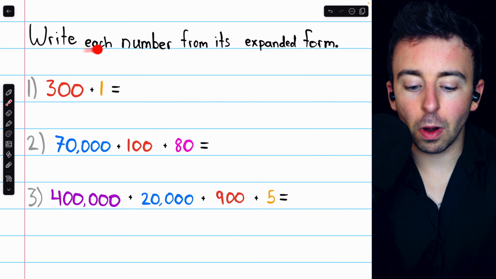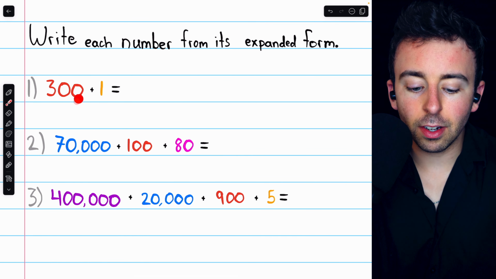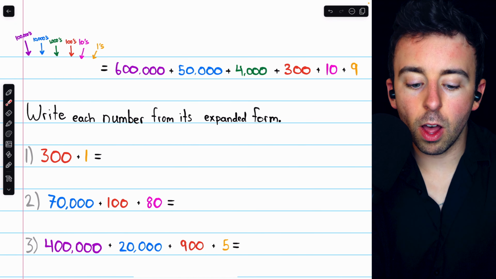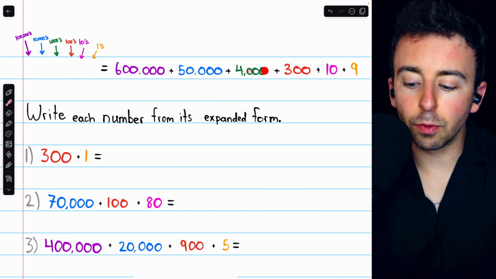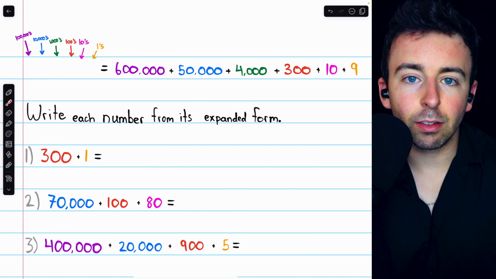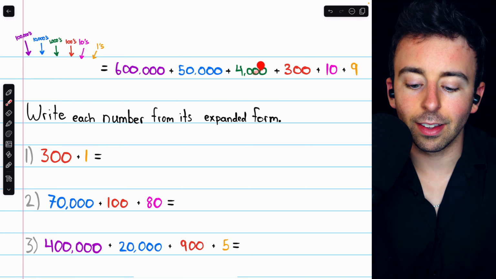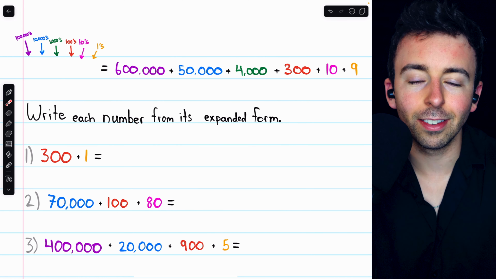Let's go over how to write each of these numbers based on the expanded forms that are given. As a quick warm up, recall that when we write a number in expanded form, we're splitting up the place values. We see the ones place value, the tens, the hundreds, the thousands, the 10,000s, the 100,000s, and so on. We could go on as far as we need to.